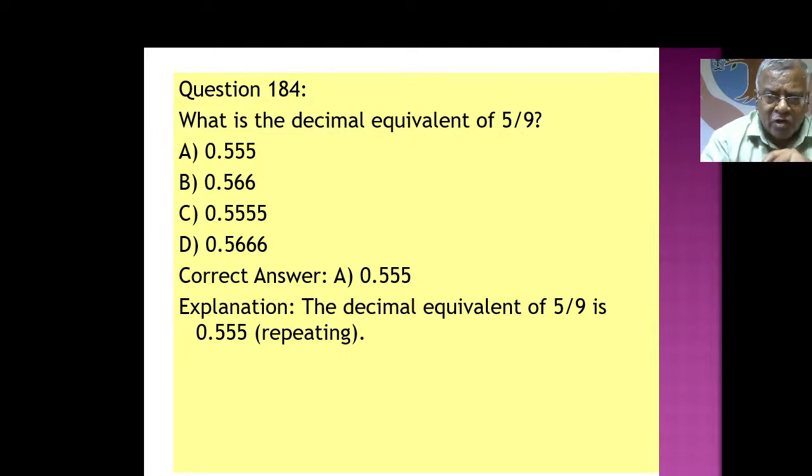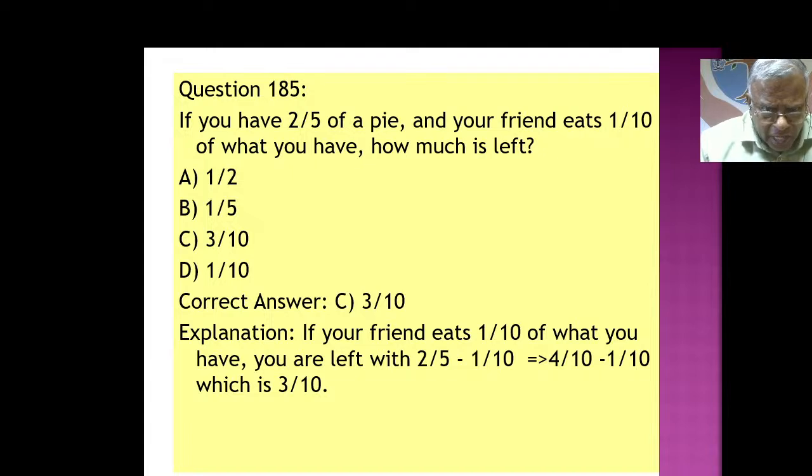5 cannot be divided by 9, so 0. Then we add a 0. 50 by 9 is how many? 45. Again 5 remains, again we add a 0. 50 by 9, 50 goes like that. 0.555, it is repeating. Okay, so the C option is the right one.